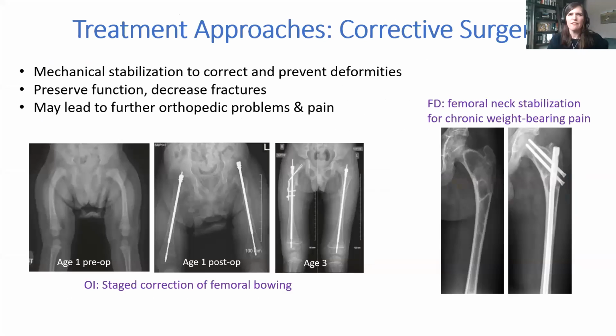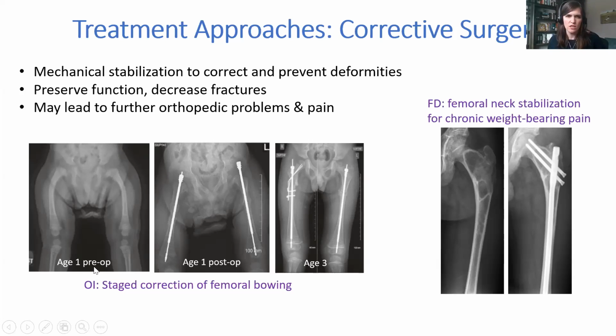So due to the multifactorial nature of pain in rare diseases, the treatment approaches, again, have to be broad and encompass a lot of areas. And one of the most important approaches is corrective surgery. So bone that is mechanically unstable is prone to fractures, deformities, and other pain. So a corrective surgery's goal is to preserve function and to decrease fracture risk. This often is a complex process and needs to take place in stages.